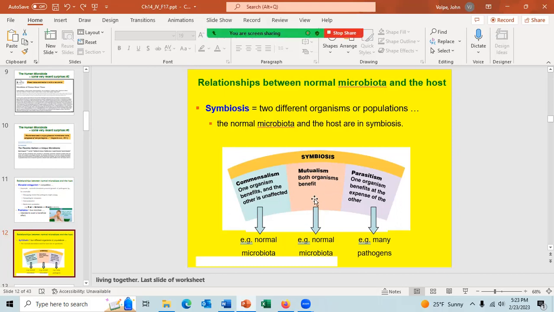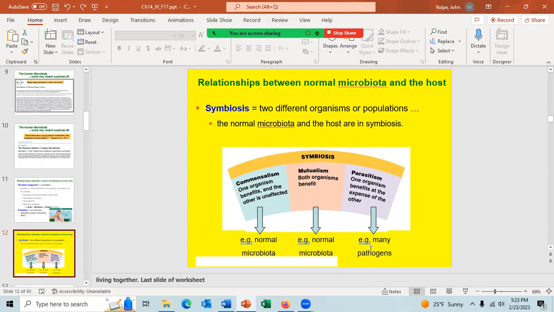Any question about any of that? There's also a parasitic relationship where one organism benefits at the expense of the other. All the human pathogens are parasitic. They get a home, they get nutrients from living on us, and then they do harm to us.